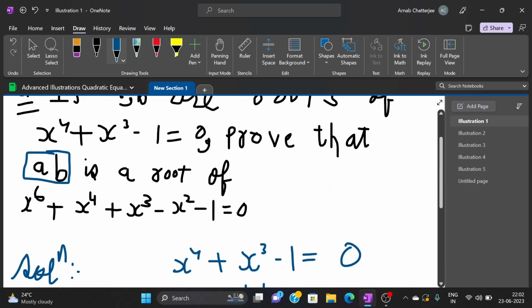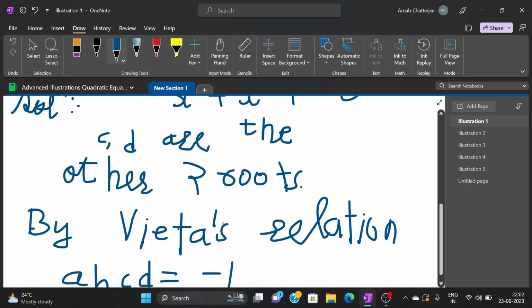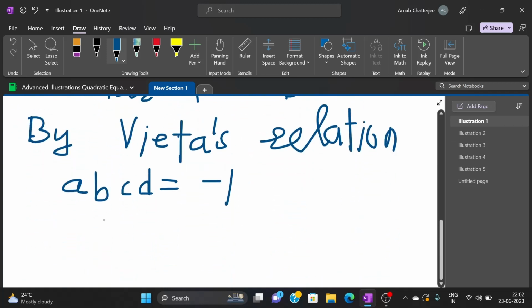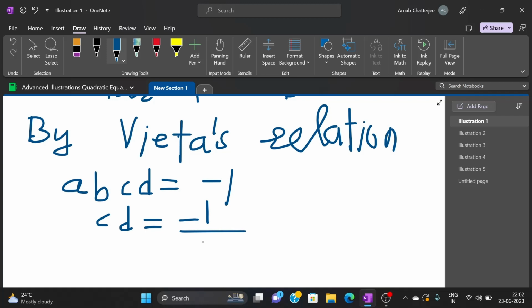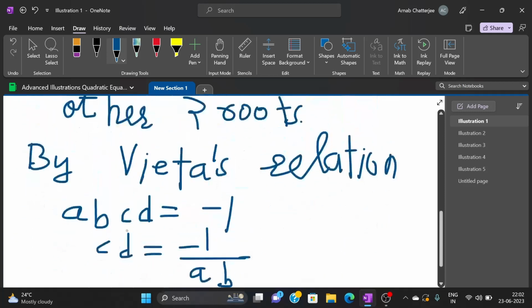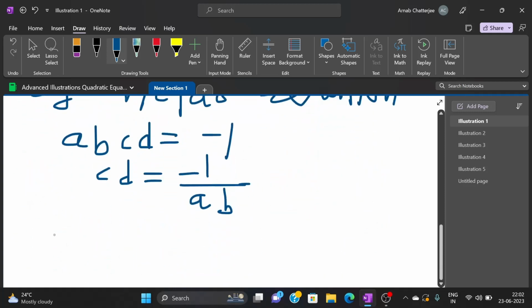So by Vieta's relation we have ABCD equal to minus 1. Now we want only AB. So let's eliminate CD from here. So we can write CD equal to minus 1 by AB. But this is also not, like, we now have only CD. But what we want is AB. So we need all the equations. So let us write down all the Vieta's relations.